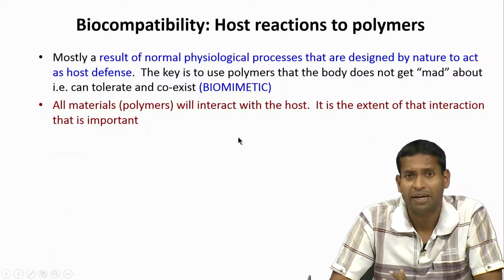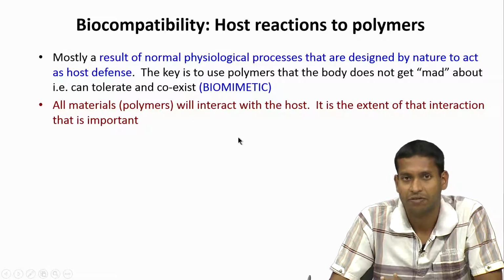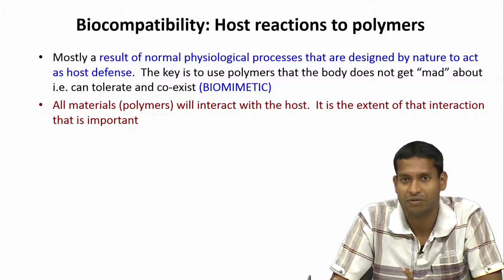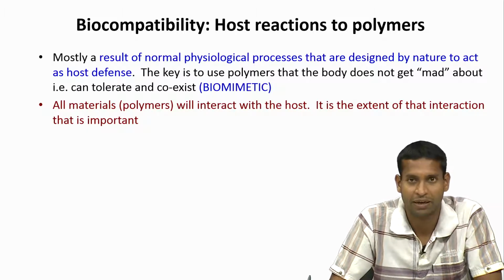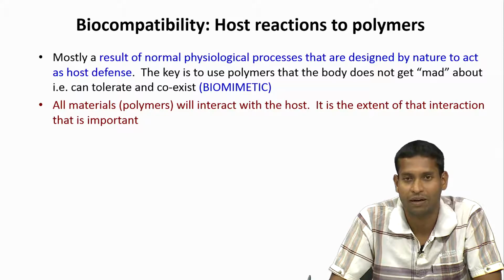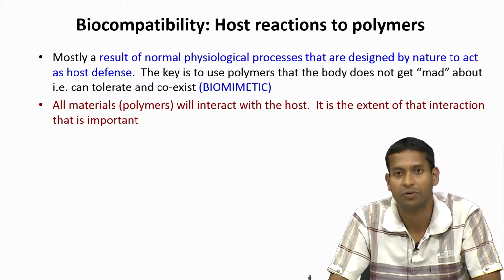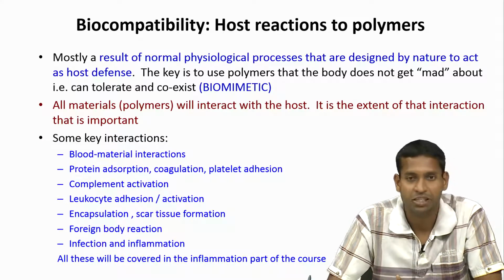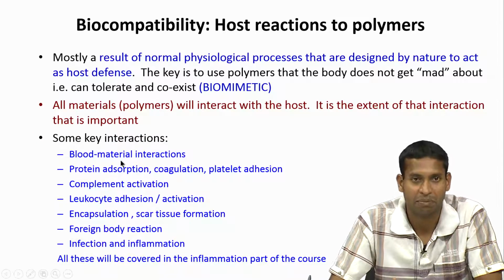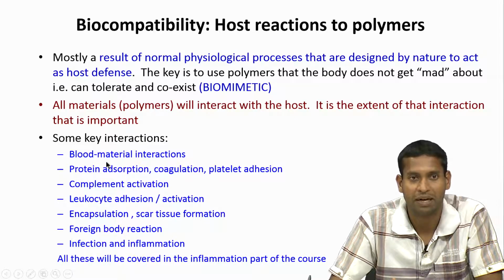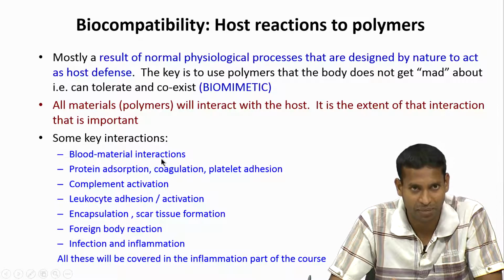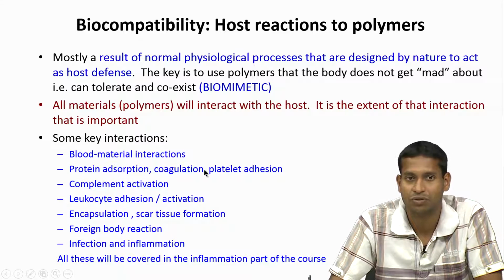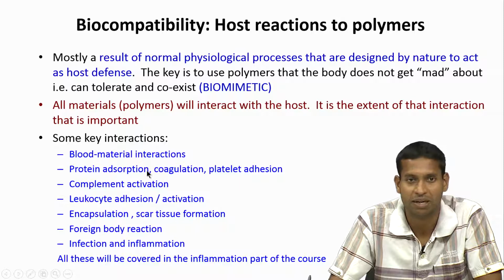Essentially all materials that you put in the body are going to interact with the body. What is the extent of this interaction is basically what is important, and not only the extent, but whether the extent is positive or negative or neutral is also very important. So, some of the key interactions when you put things in the body: of course, there will be blood present at the site that you are going to implant it. So, the blood will interact with your material. The blood contains several proteins and platelets. So, how they interact with that surface becomes important.